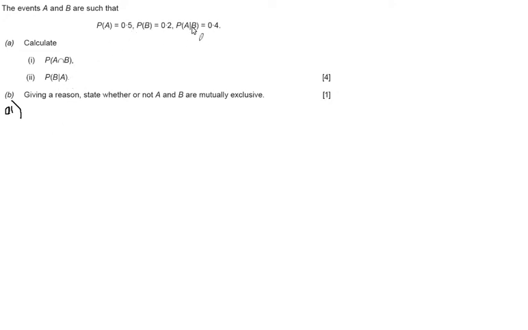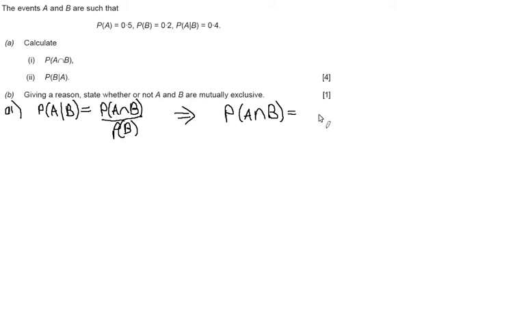Since we don't have the probability of the union of A and B, we're going to have to link this conditional probability to the intersection. So we're going to use the conditional probability formula: the probability of A given B is equal to the probability of A intersect B all over the probability of B. When I rearrange that formula, we get the probability of A intersect B is equal to the probability of B times the probability of A given B.